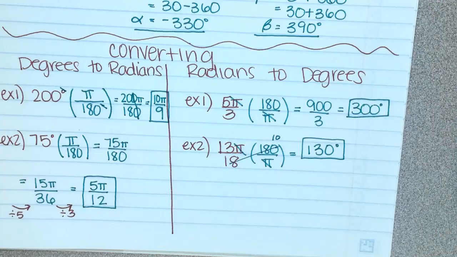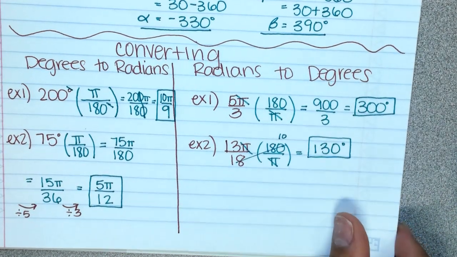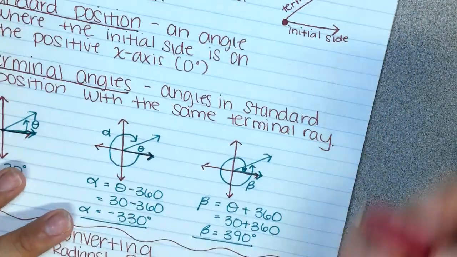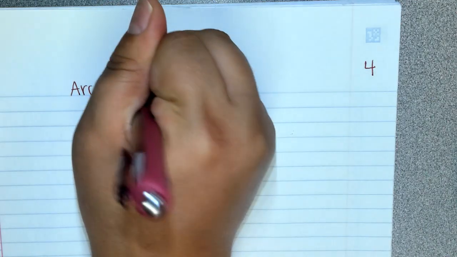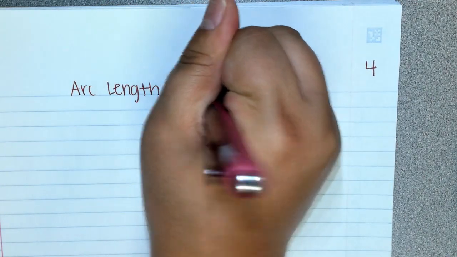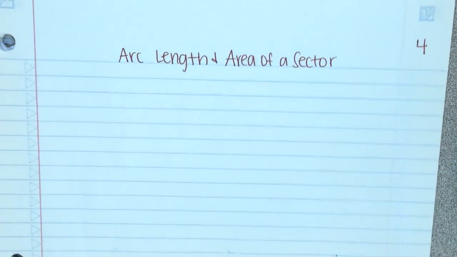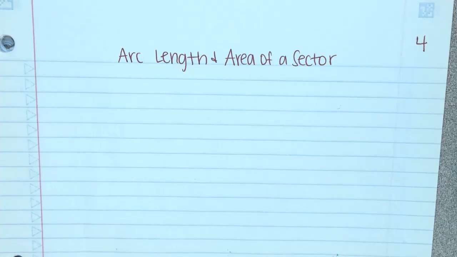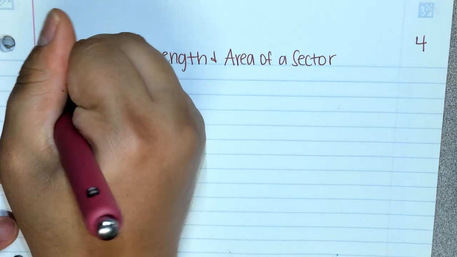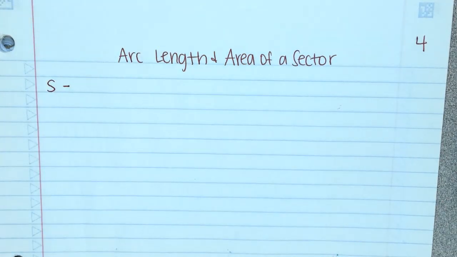Alright, I'm going to go on to the next page. I'm not going to finish it, but I am going to have you start the formulas. So if we can turn over, that was page 3. Now we're going to be on page 4. We're going to start off with arc length. You actually learned both of these formulas in geometry. Don't know if you remember them, but arc length we're going to call S.